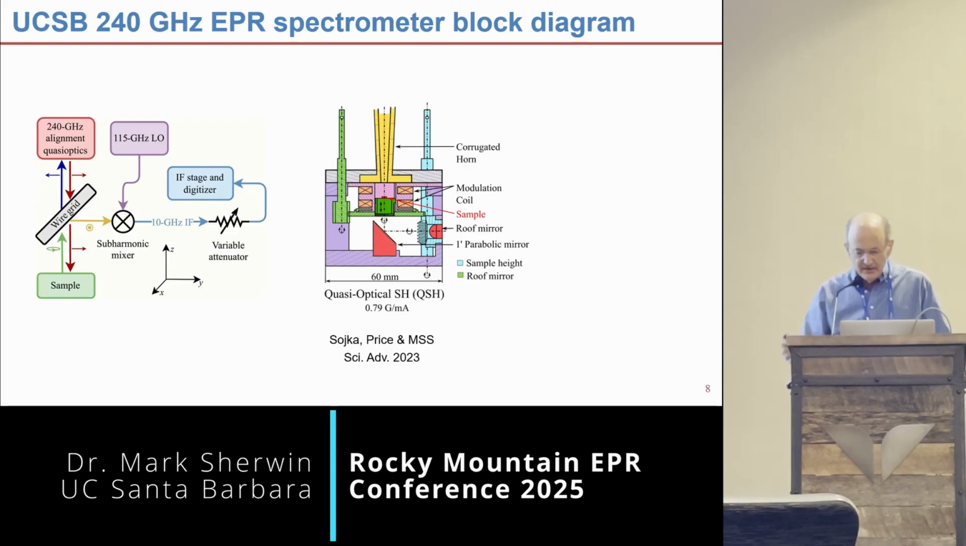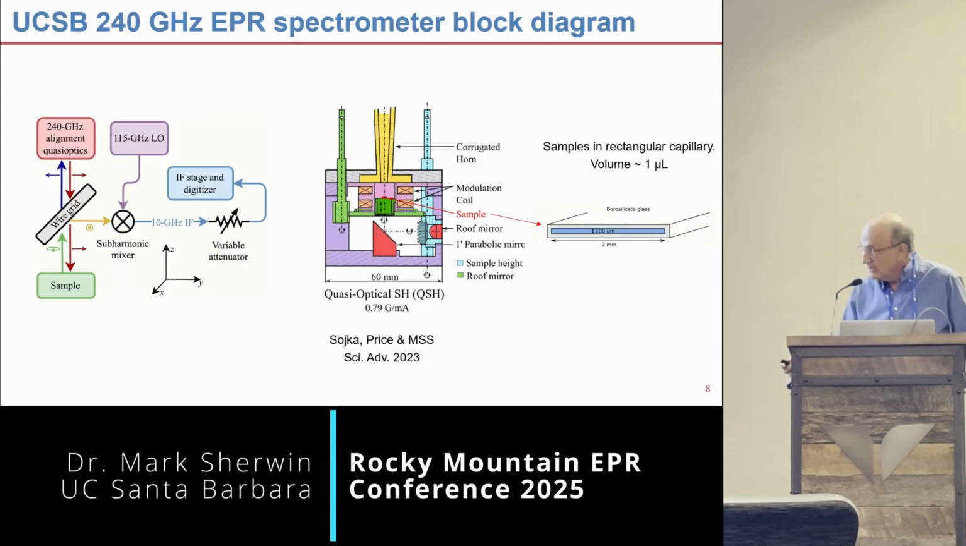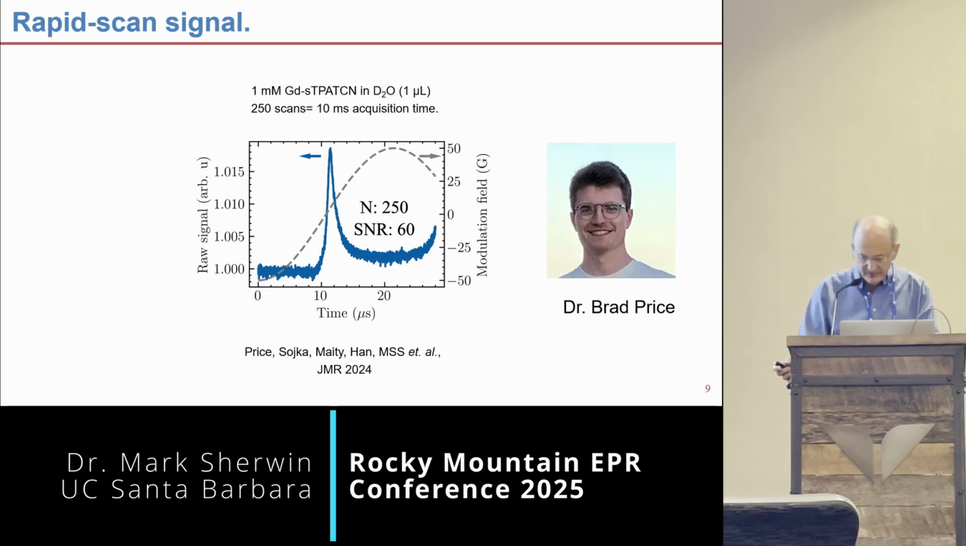Antonin Soika and Brad Price designed this beautiful probe where he put some quasi-optics actually in the magnetic field. So the sample is here, and there's a roof mirror that, by rotating it, lets us cancel the copolar signal. And our samples are in rectangular borosilicate capillaries, with a volume of about a microliter.